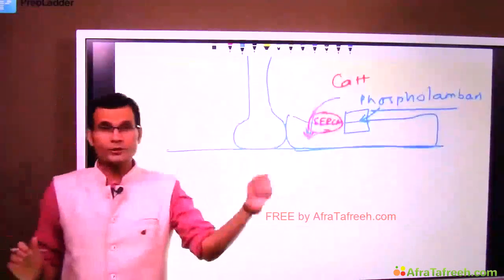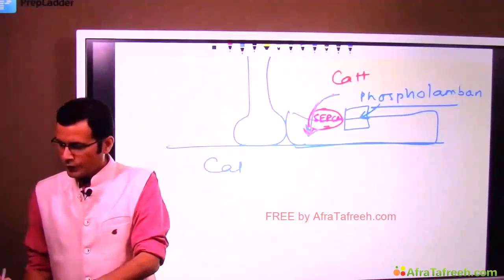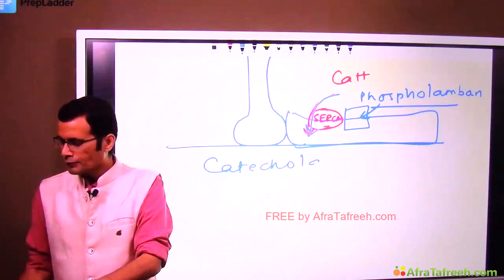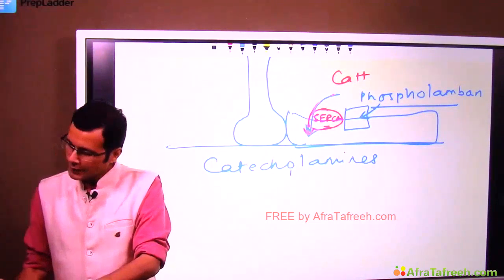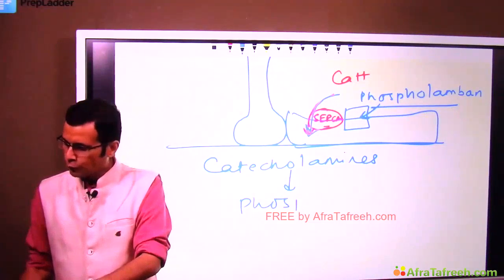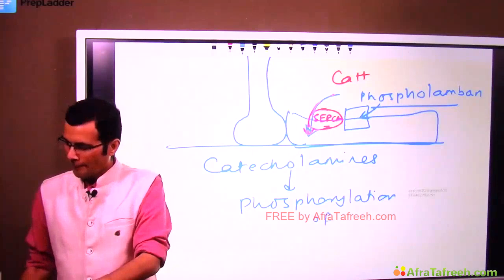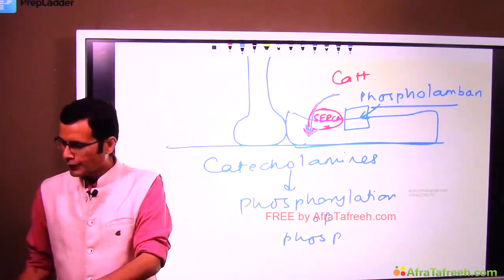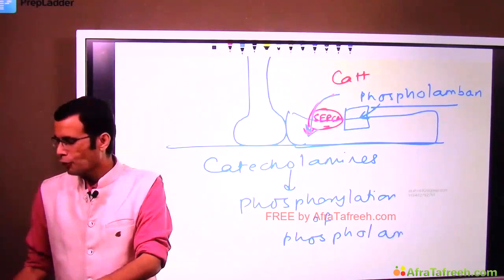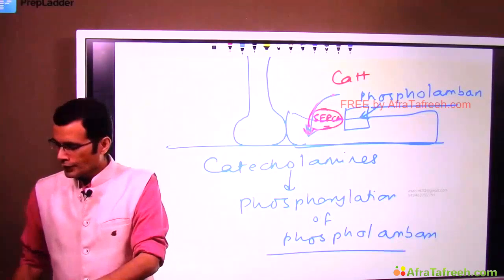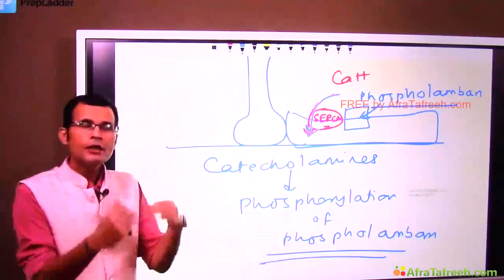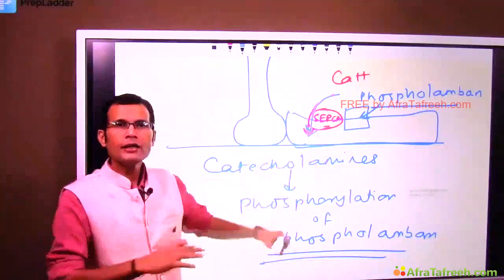Catecholamines, now listen to this part carefully. Under the influence of catecholamines, they cause phosphorylation of phospholamban. Phosphorylation of phospholamban leads to what? Their inhibitory check on SERCA is lifted.